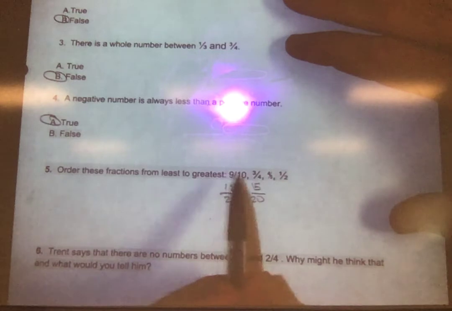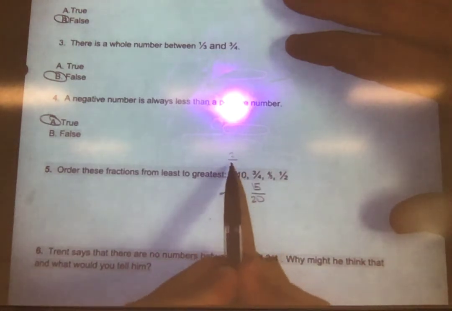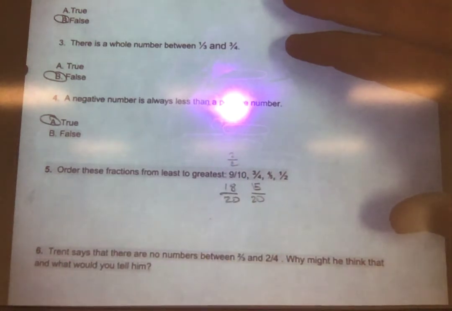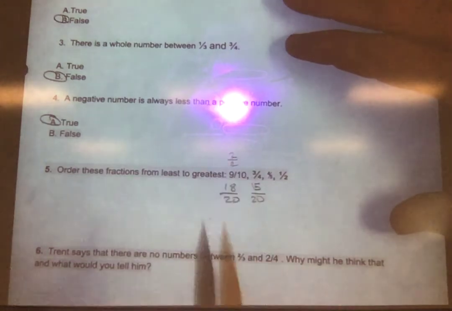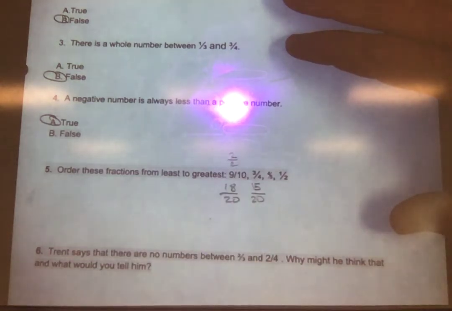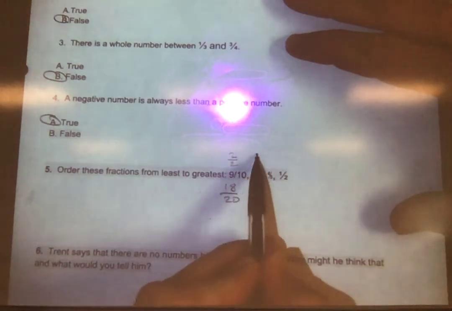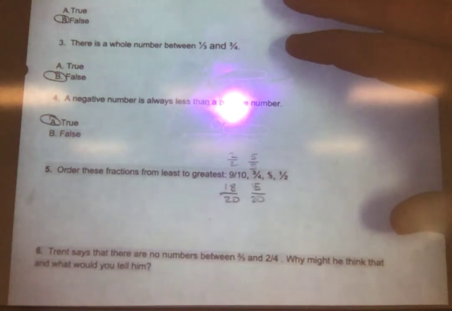And again, I could write up here what I'm multiplying it by. 9/10ths, I'm taking it times 2/2. Remember, that equals 1. Everything times 1 is itself with that identity property, so the value stays the same. 3/4, I'm multiplying it by 5/5 to get it to 20.